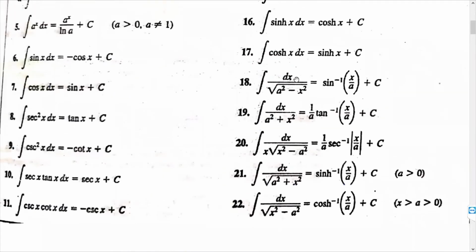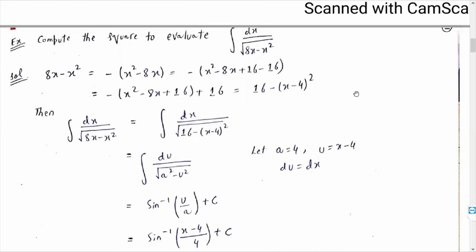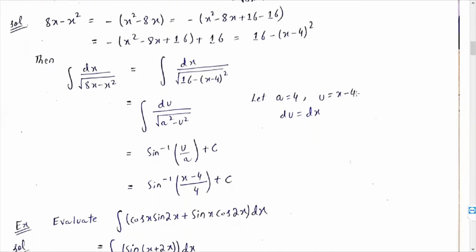Here it is written: integral of dx by under the radical a square minus x square is equal to sine inverse x by a, and I have told that sometimes we have to rewrite an integral to match it to a standard form in the table. So we have done the same thing here. So the integral is sine inverse u by a plus c, doing back substitution. So sine inverse (x minus 4) by 4 plus c. So this is the integral.